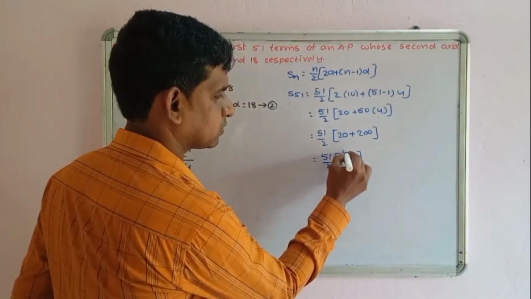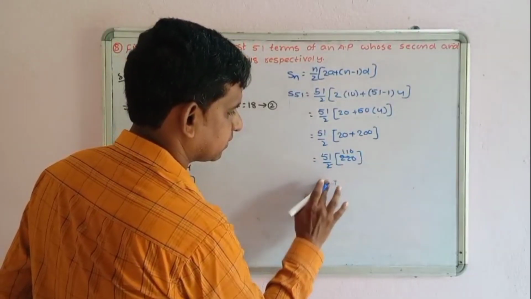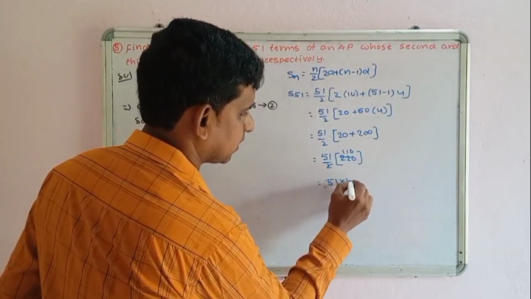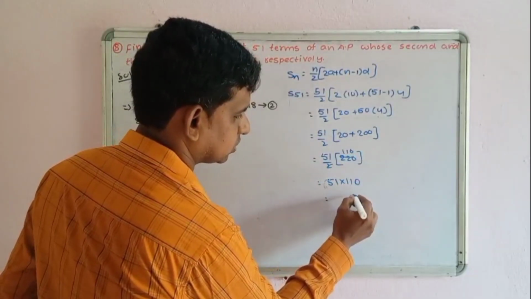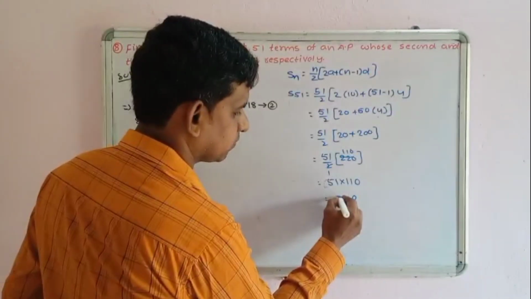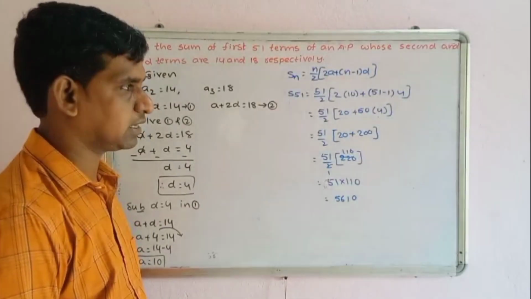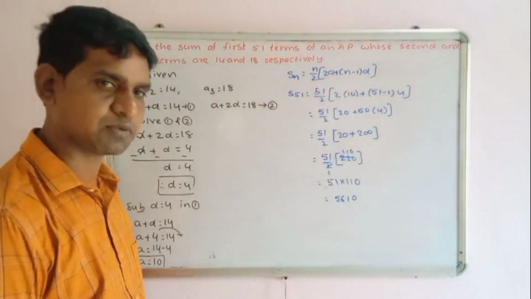So 2 how many times? 110 times. So 51 multiply with 110. So 0, 1 times 1 is 1, 1, 1 times 5 is 5, plus 1, 56. So 5610. Sum of S51 terms.